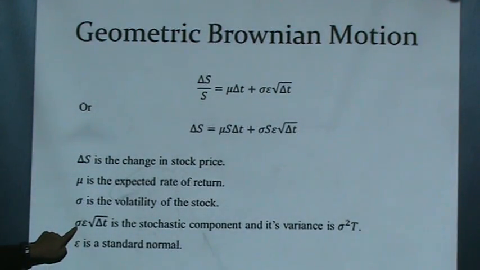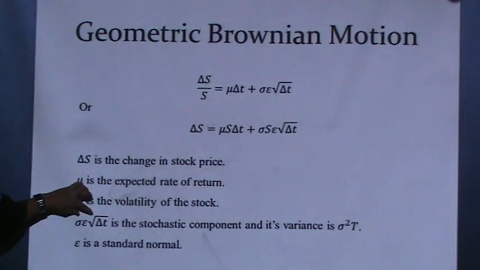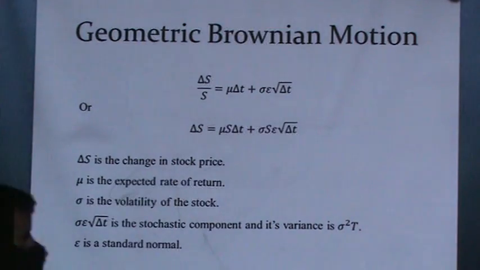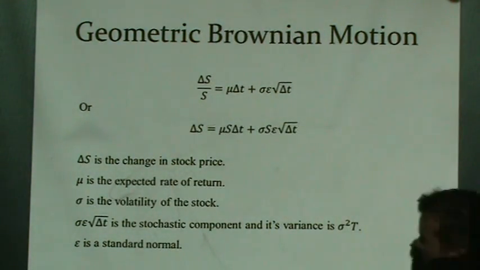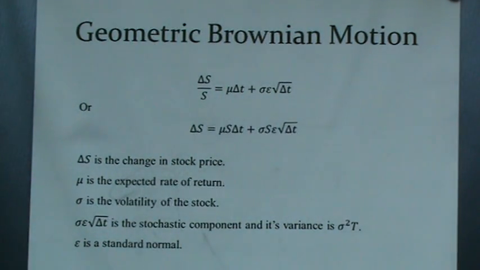And then the sigma times the epsilon times the square root of delta t is the stochastic component, and its variance is this component squared, without the normal part taken out. So this ends up being the variance because that's the standard deviation squared. The stochastic component of it is the part that we can't use standard calculus on. We can't use the Riemann sum model for integrating.